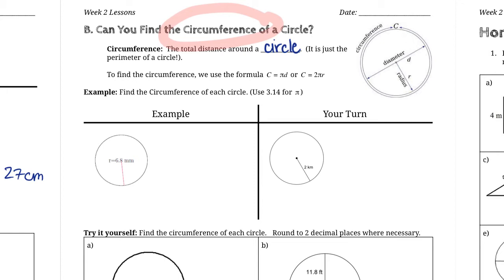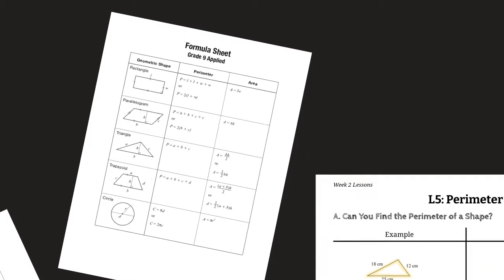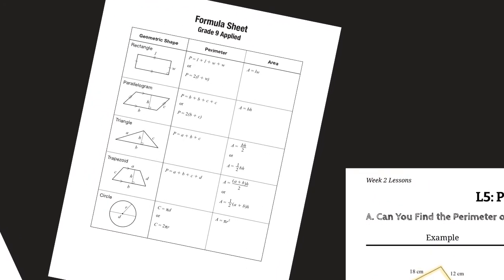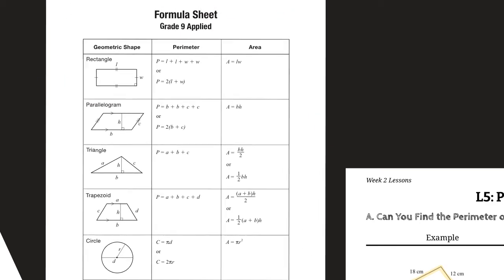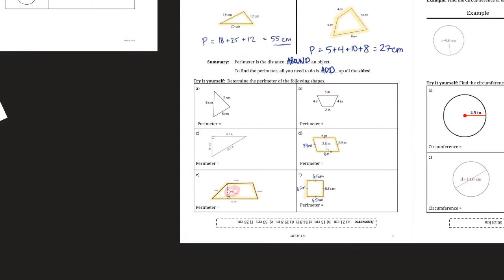Now, you have a very fancy formula sheet, or you should have a very fancy formula sheet, which has a bunch of information on it. And the first thing you'll notice on this formula sheet is that it's got a bunch of formulas for perimeter, right? A bunch of formulas for perimeter for each of these shapes. Now, what you'll notice is we didn't actually use any of these formulas when we found the perimeter of these shapes.